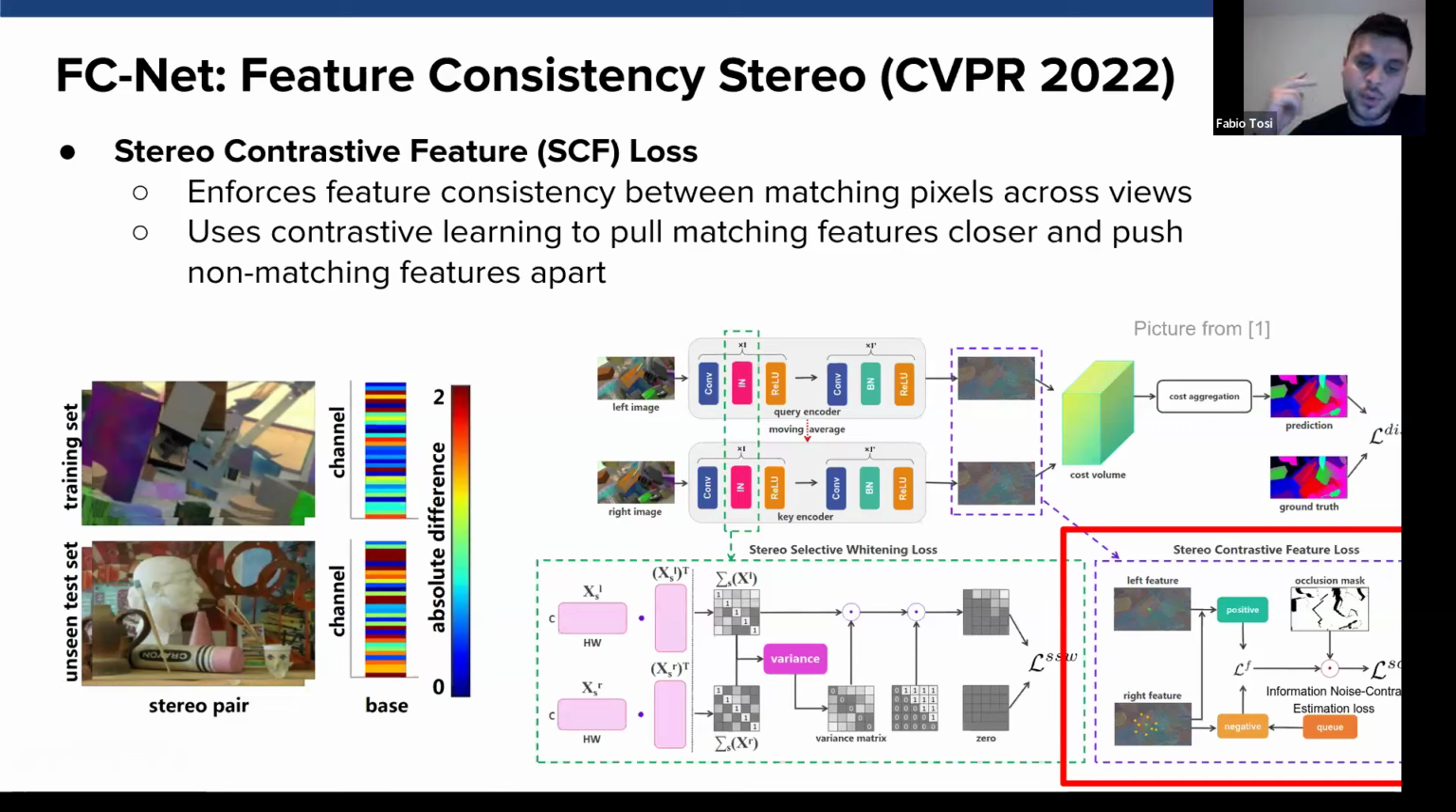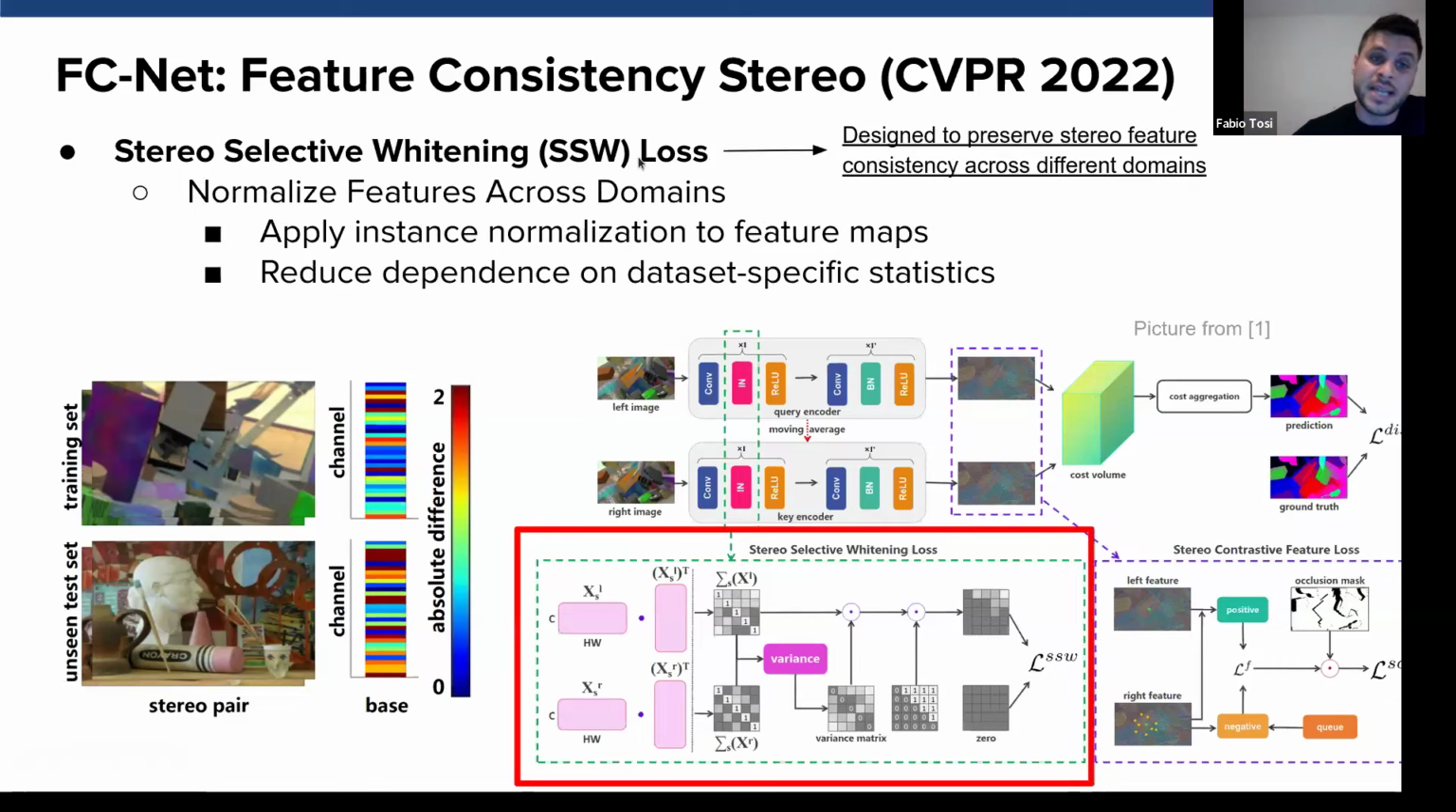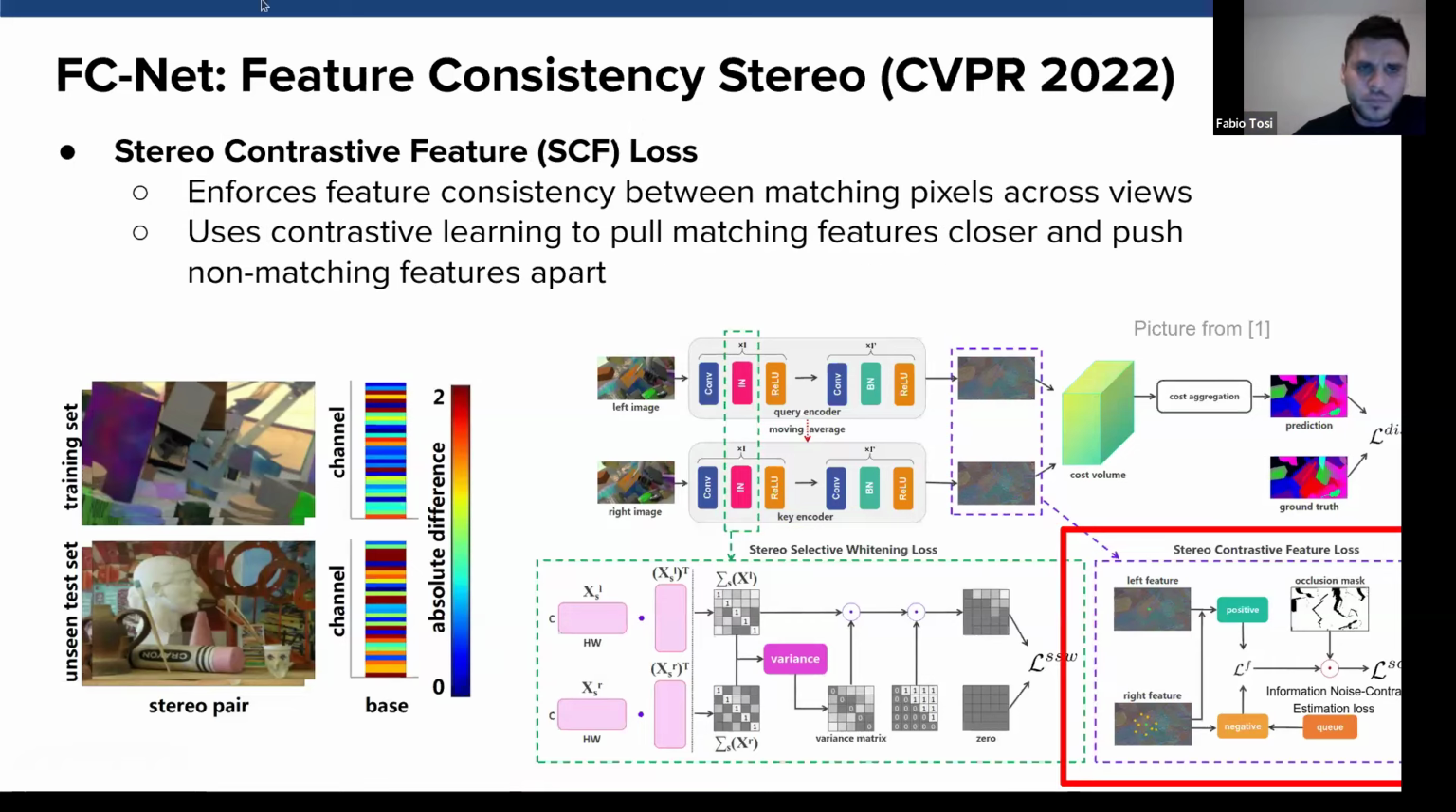In particular, they propose two novel losses. The first one is the stereo contrastive feature loss, and the second one is the stereo selective whitening loss. For the stereo contrastive feature loss, the goal is to enforce the feature consistency between matching pixels across views. And as I said before, they apply this contrastive learning to make matching feature vectors similar while making feature vectors of non-matching pixels dissimilar.